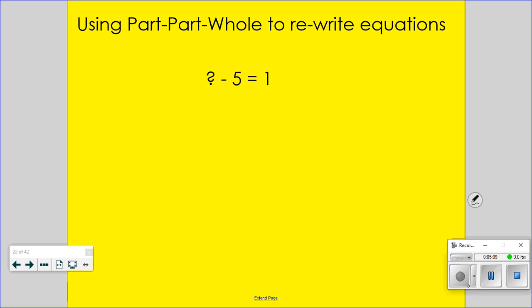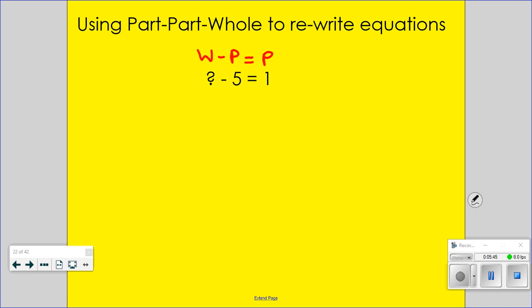Logan? It must be that exclamation mark. The question mark is your whole. Logan knows that because he knows when we subtract, I have to start with all the things. That means Jackson, 5 is what? Is it a whole or a part? It's a part. And that means 1 is a part.